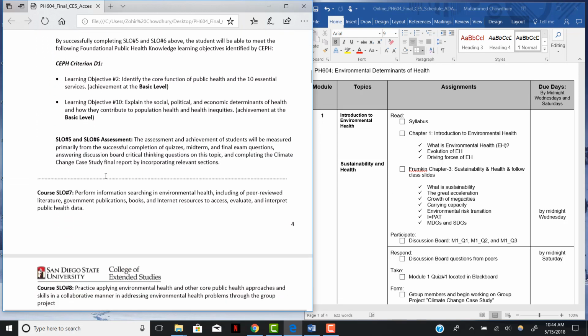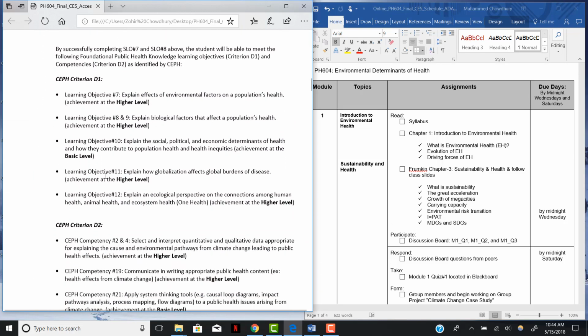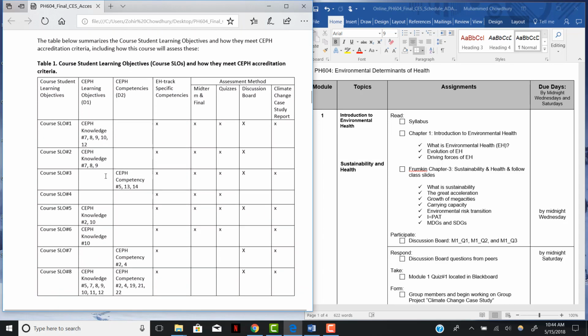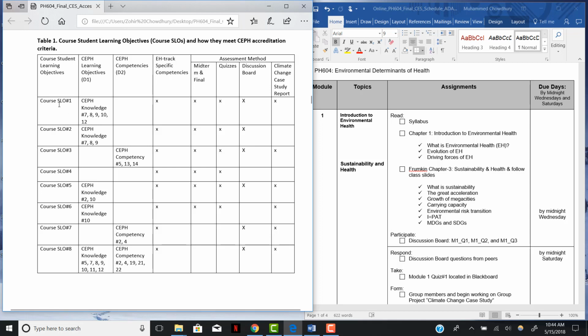And as you move slowly down, you'll see a table in here which looks complex, but essentially it maps our course student learning objectives 1 to 8 with the CEPH learning objectives under the D1 criterion and the D2 competencies. So D1 learning objectives from CEPH and D2 CEPH competencies, and you can see how we are measuring them with the specific learning outcomes for the entire public health program.